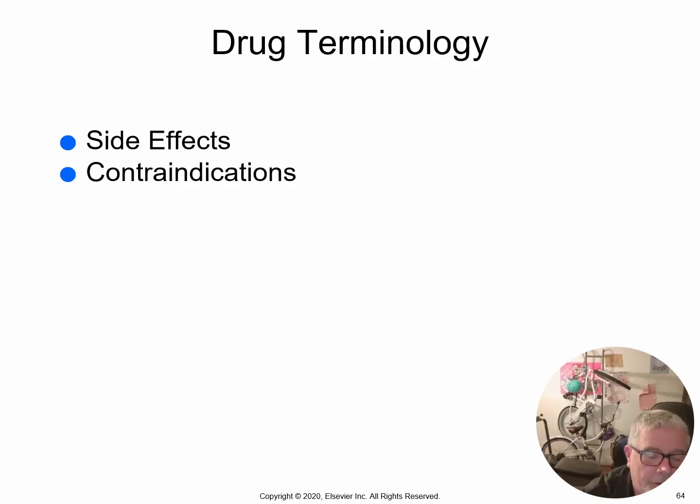Contraindications. These are situations that would preclude the use of a drug for a patient, even if they needed that drug in and of itself. A contraindication to any drug would be an allergy to the medication. A contraindication to aspirin would be a history of GI bleeding, because you don't want to cause more bleeding on top of that.